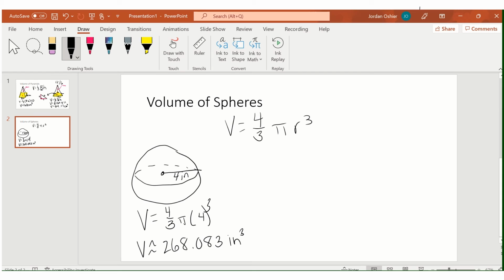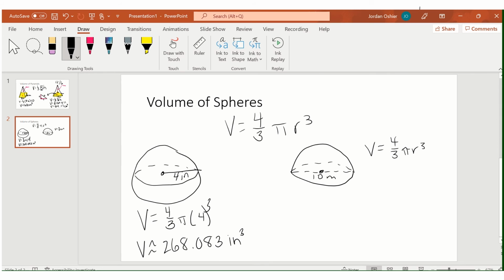The next example is going to be a hemisphere, which is half of a sphere. So I'm going to draw half a circle, a curve to the front, a dotted curve to the back, and this time I'm going to give you a diameter of 10 meters. So this is a giant, like fish tank or something. So again, I'm going to start with volume equals 4/3 pi r cubed, but we're going to divide that by 2 in the end because I want half of the sphere.